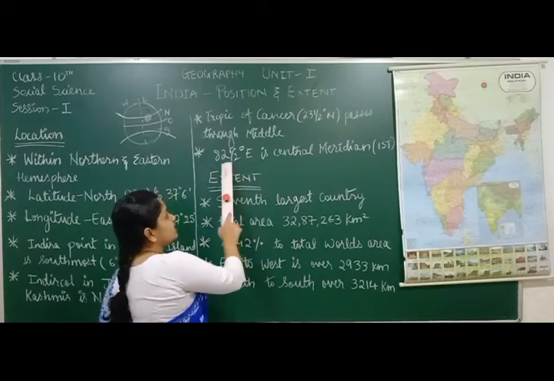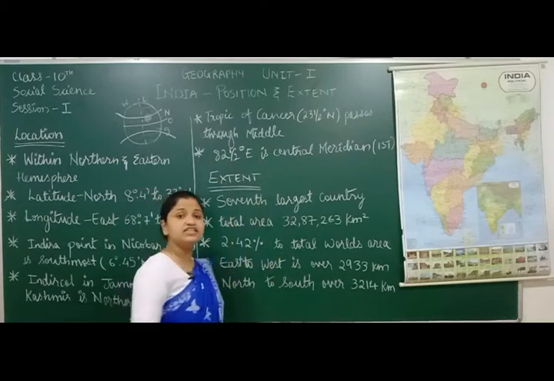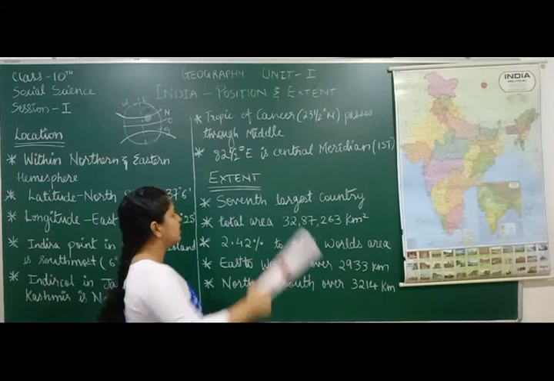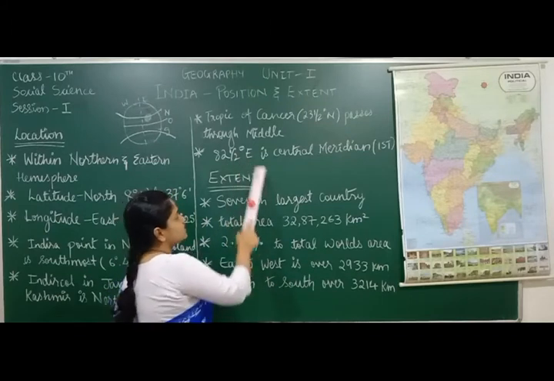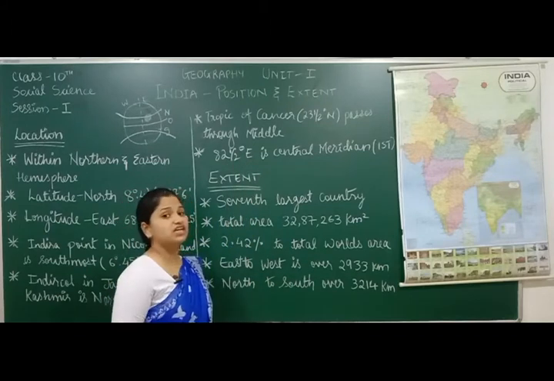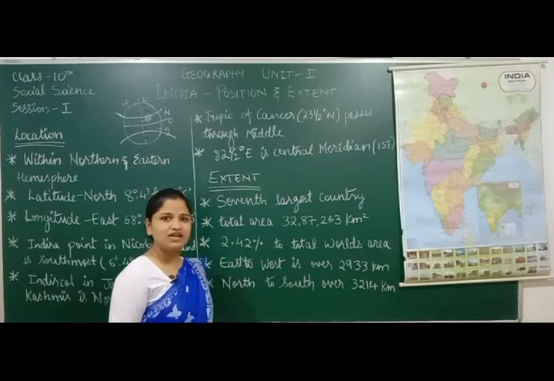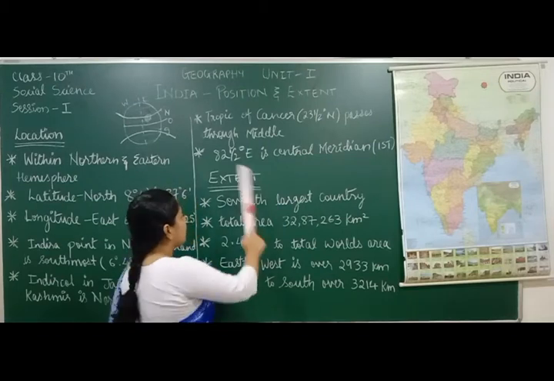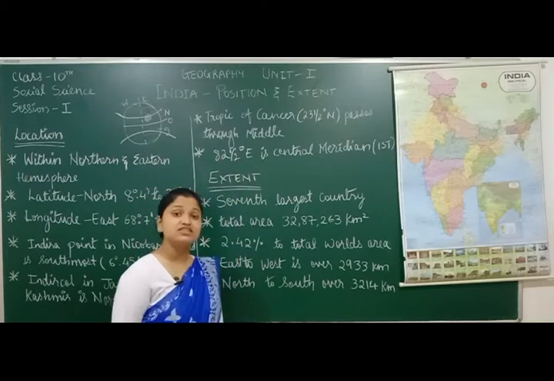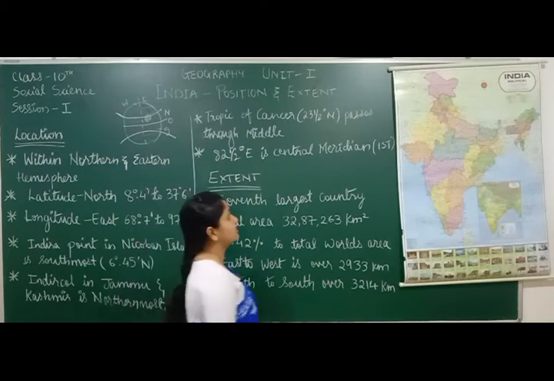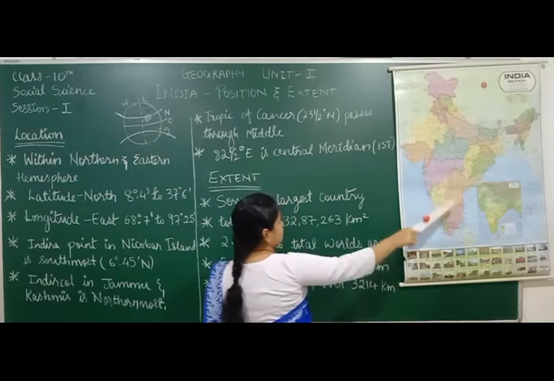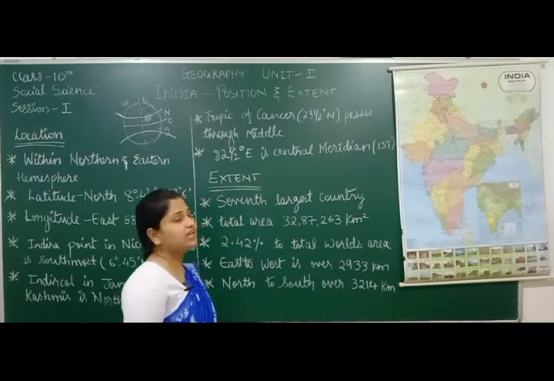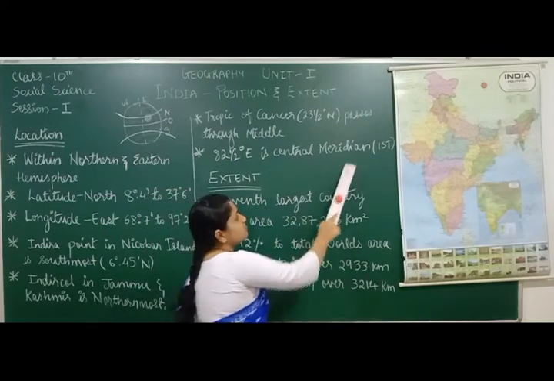It is 82.5 degrees east. How are you going to read this? 82.5 degrees east. When they say east only, you should understand it is a longitudinal line, because longitudinal lines will be given by east and west, right? So 82.5 degrees east is the longitudinal line which is passing exactly through the center of India. So the name for that line is the central meridian.